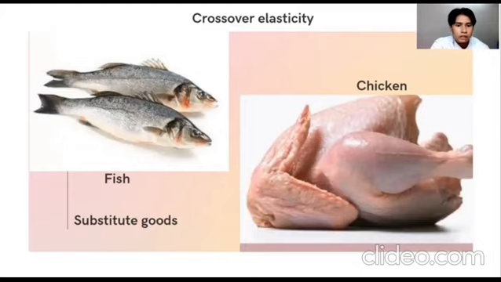Next are substitute goods, such as fish and chicken. A change in the price of one good will affect the other good inversely. For example, if the price of chicken is increasing, people will look for fish, because fish is also a protein source. So if chicken gets expensive, people will look for a cheaper option, which is fish.